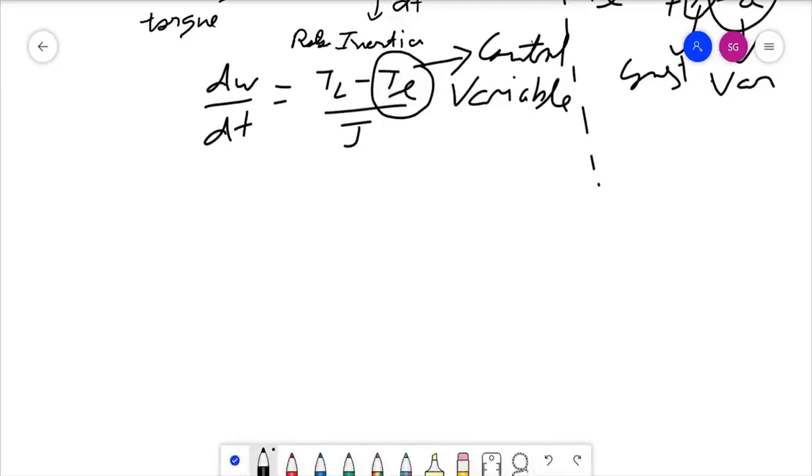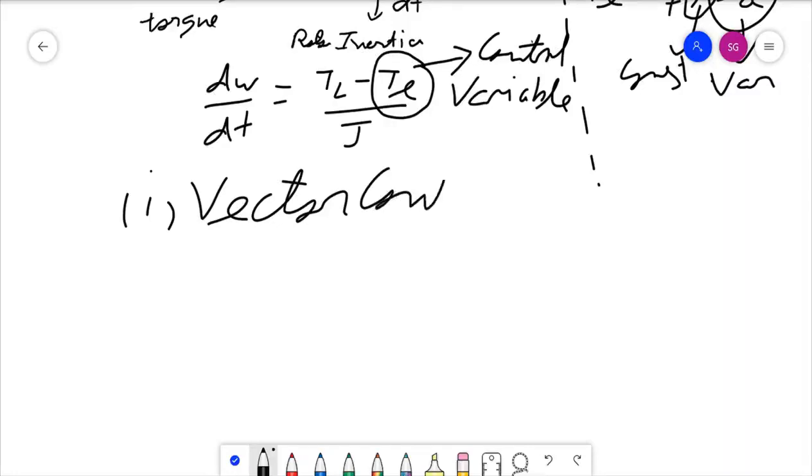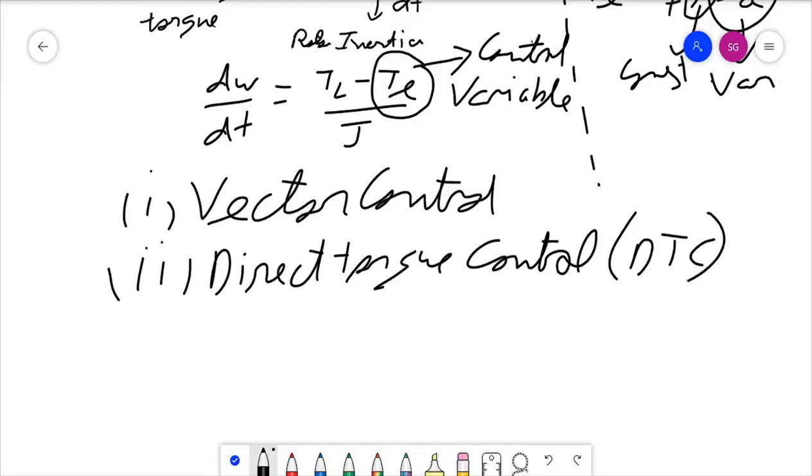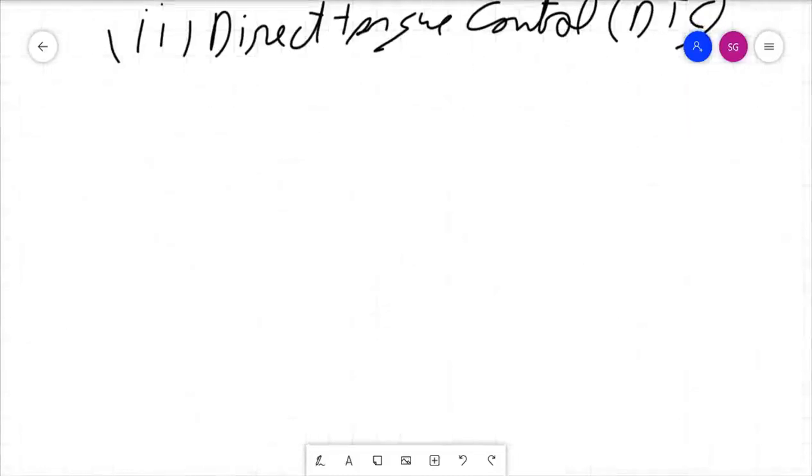There are two basic techniques to control the torque of the induction motor. The first is vector control, and the second is direct torque control, DTC. So we will take them one by one. Let us first start with vector control.